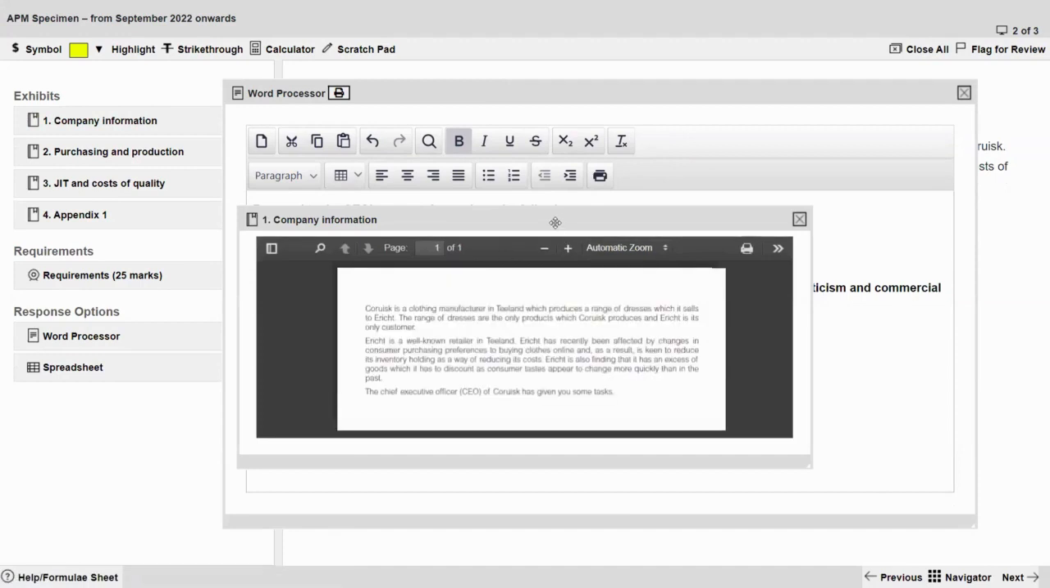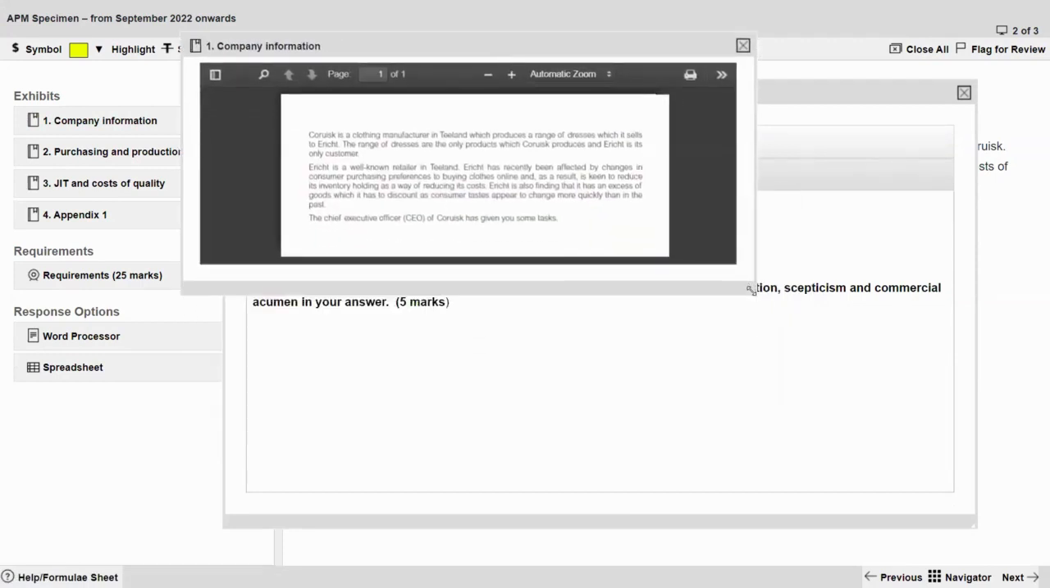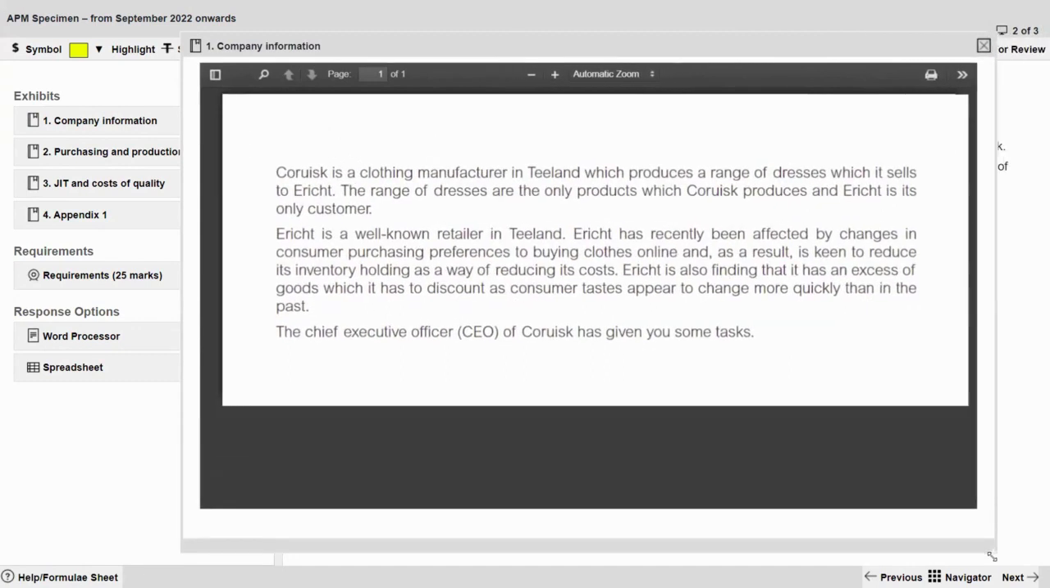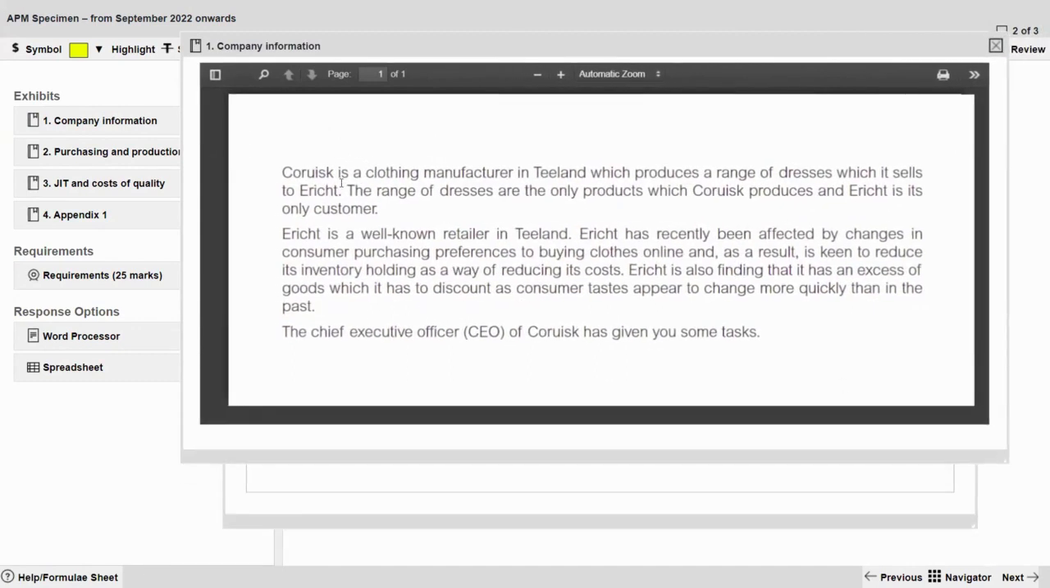First of all, let's try to identify the company information. What exactly is the company information? Let's go through it. It says Corus Company is a clothing manufacturer in Thailand, which produces a range of dresses which it sells to ERIT. So what are they? They are a clothing manufacturer in Thailand. They produce a range of dresses. Every single word that you read in the question is important. The range of dresses are the only products which Corus produces and ERIT is its only customer. So you've got only one single customer.